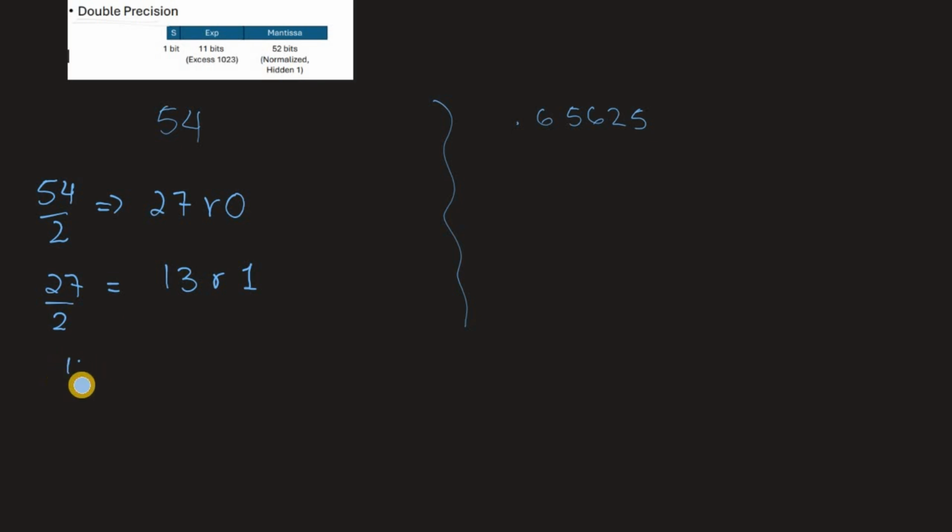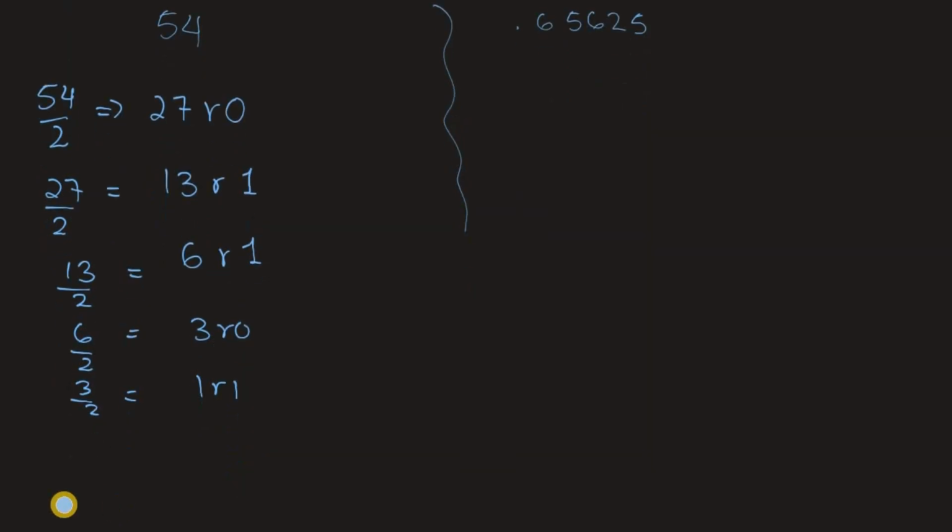Then we have 13 divided by 2, so we have 6, remainder 1. And then 6 divided by 2 is 3, remainder 0. And what's 3 divided by 2? That's a 1, remainder 1. And what's 1 divided by 2? That's a 0, remainder 1. So now you can finally go ahead and stop, okay, because you hit a 0. And I hope this is making sense.